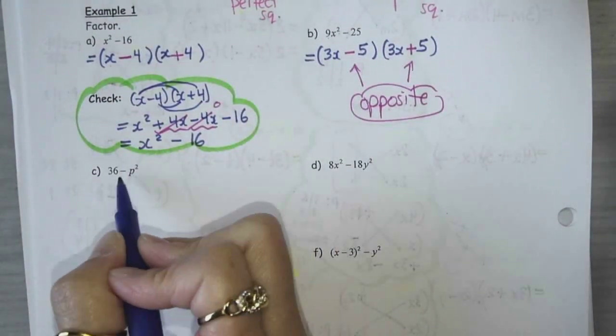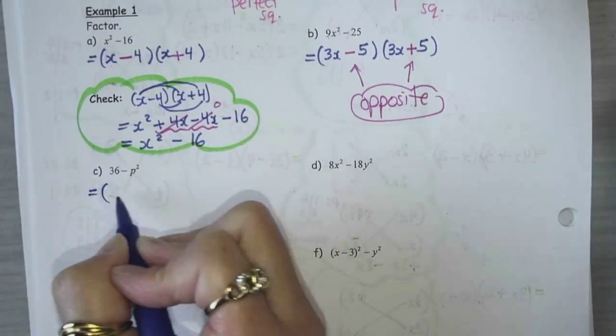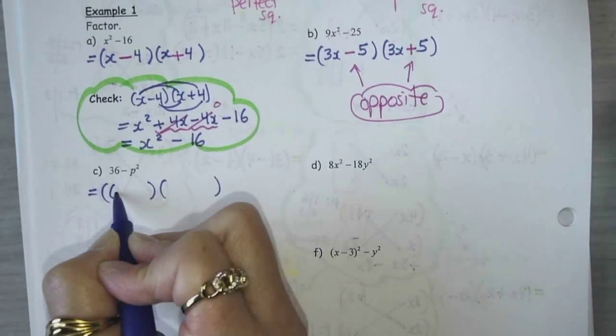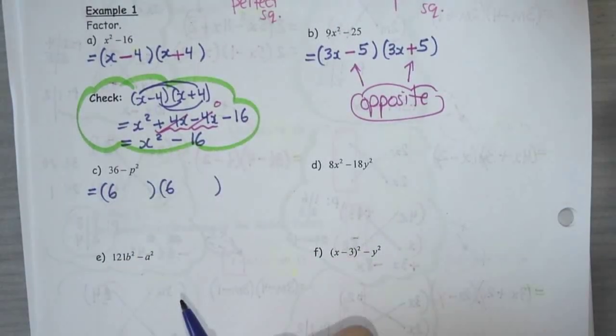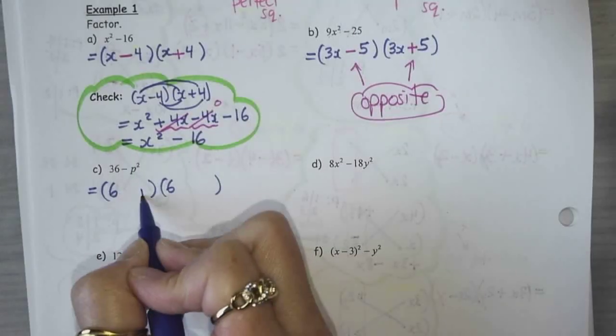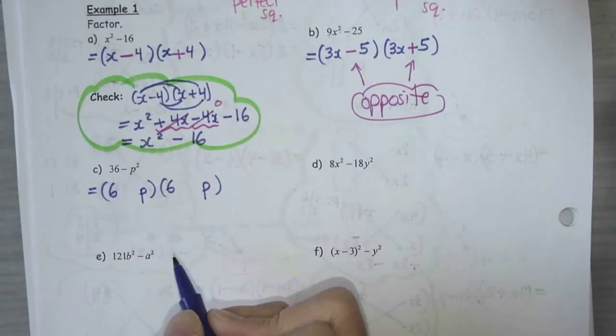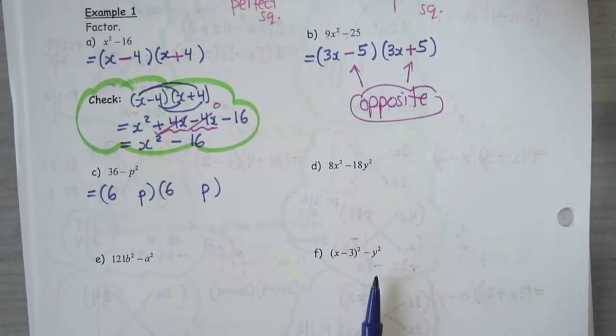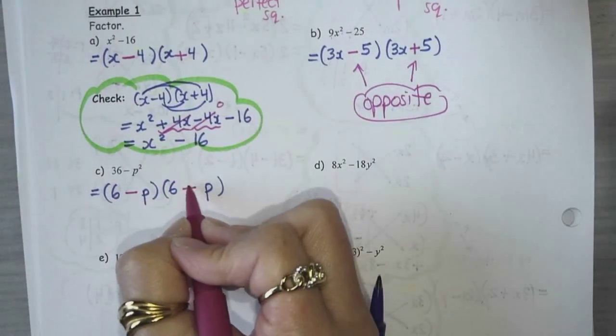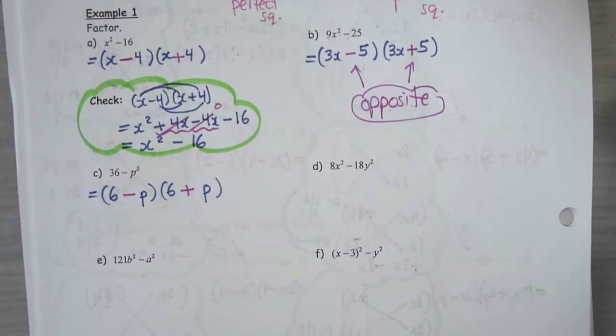So I see two terms with a minus in between. I can break it up to be 6 and 6 to get the 36, and p to get the p squared, and the sign in the middle is opposite, minus plus or plus minus, and that's it.